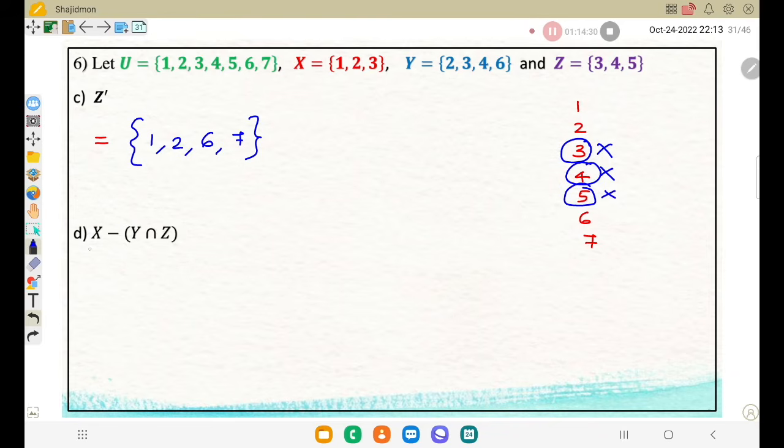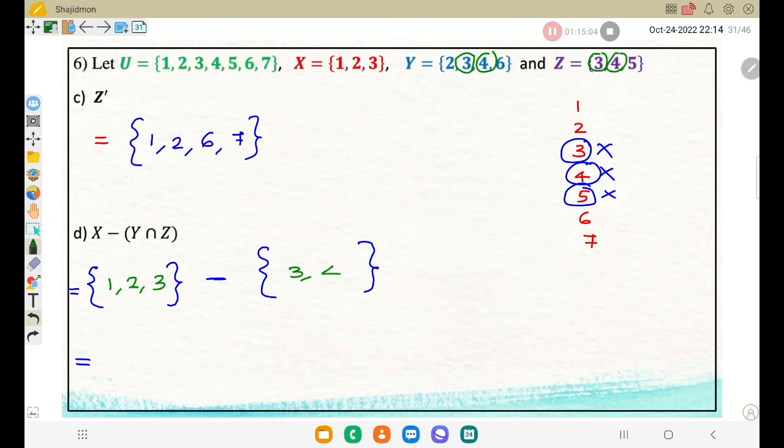Okay. Now question number D. X minus Y intersection Z. So first write what is the X set, then write what is the Y intersection Z set. Then you can write the answer. Got it? Okay. We will go. First X set. What is the X set? 1, 2 and 3. Now Y intersection Z. What is the set? Y and Z common numbers. Y and Z common numbers means 3 is common, 4 is common. Correct? Y and Z common: 3 and 4.